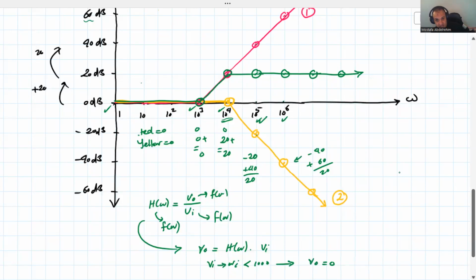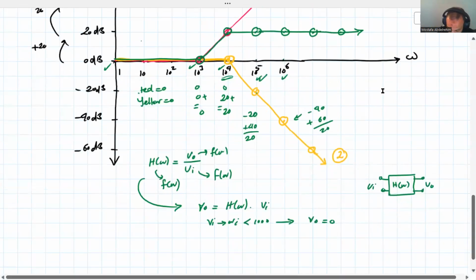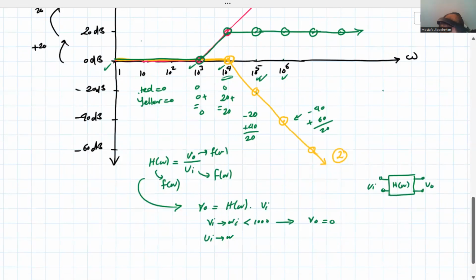that means the output will be 0. If you have a signal that goes into that circuit, let's assume this is the black box represented by H of omega, and here is your input, and here you measure the output. If the input angular frequency is less than 1000, that means the output will be 0. You will not measure anything. Although you have input, nothing goes out.